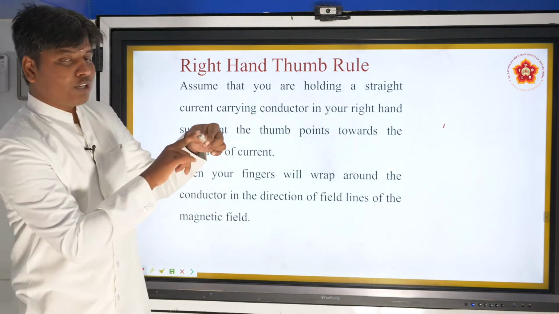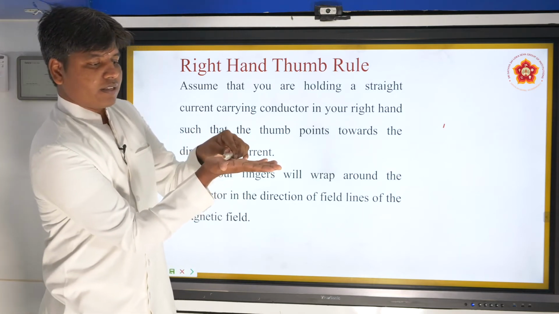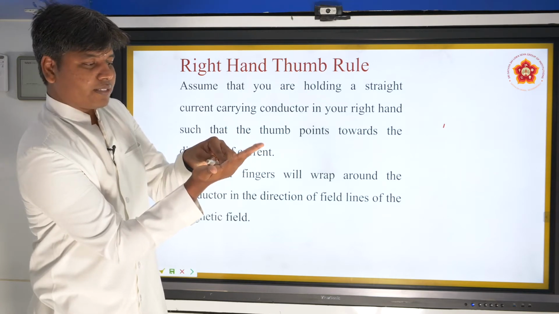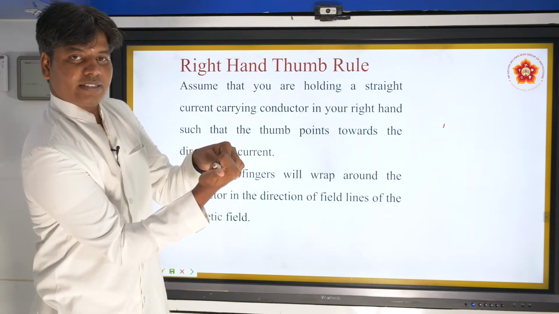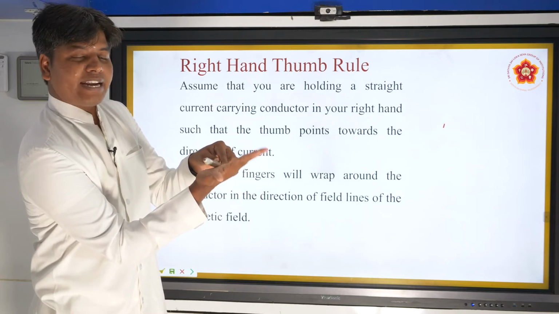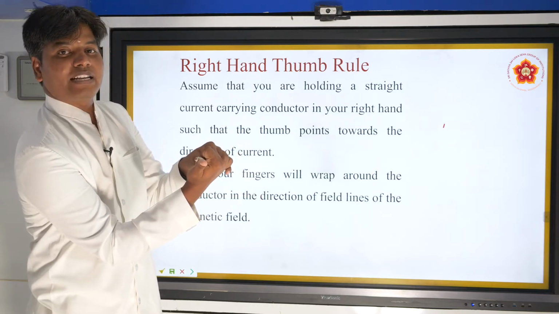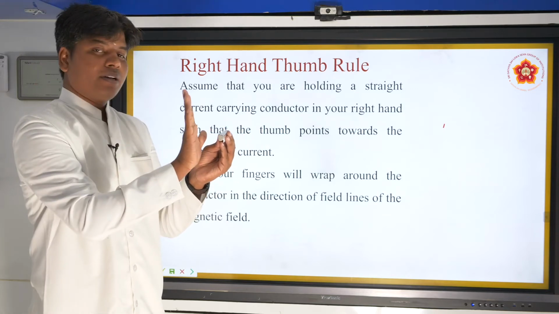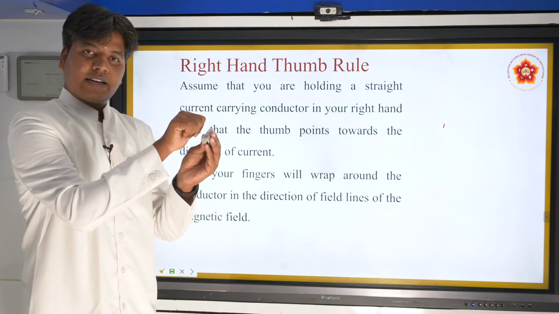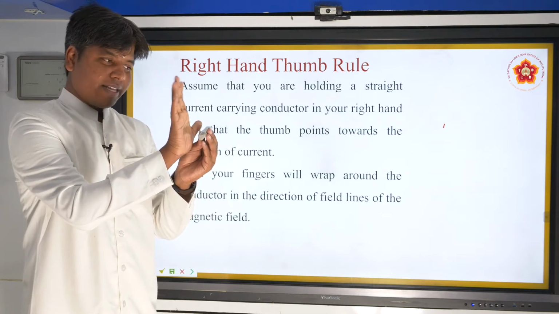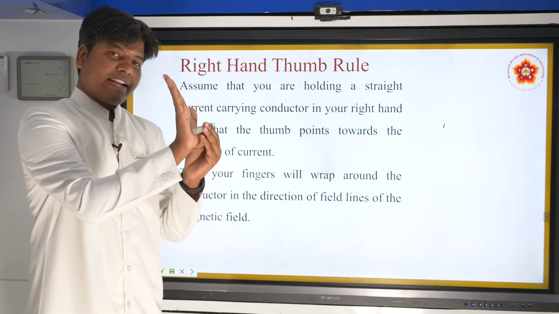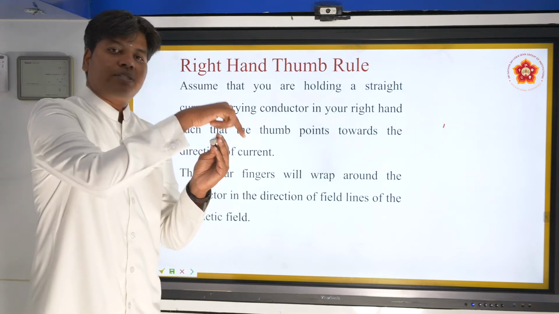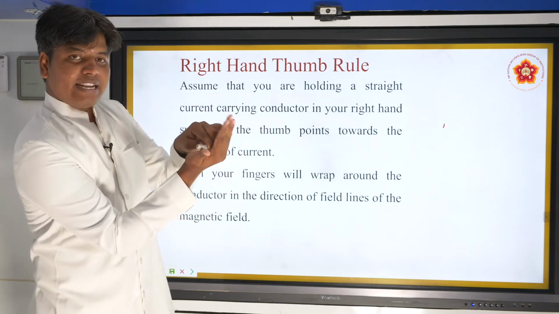If the current is going towards you, see, the thumb is in your direction and the rest of the fingers are in this direction. That means you have an anti-clockwise direction of magnetic field. If the current is going inside the board, the thumb is towards the direction of the current, and you wrap your fingers, and the direction of the wrapping gives you the magnetic field. That means it is now in the clockwise direction. Here it is in the anti-clockwise direction.